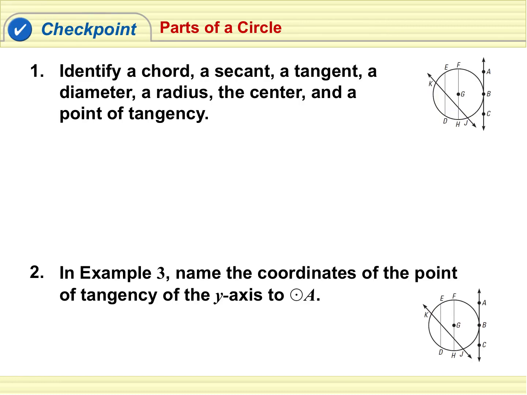I want you to go to this slide here, parts of a circle, and do number 1. Don't do number 2, just do number 1. You're labeling those same 7 vocab terms that we just listed.